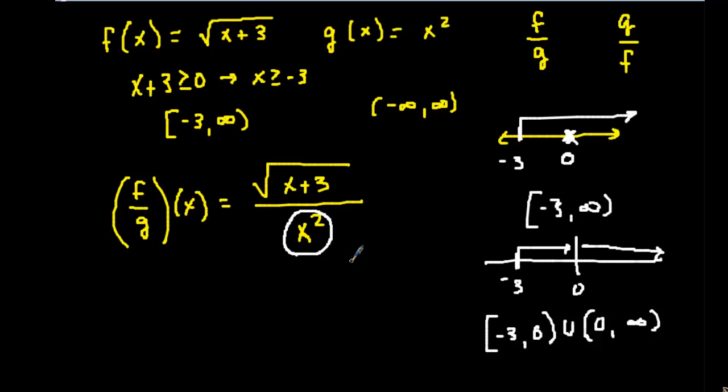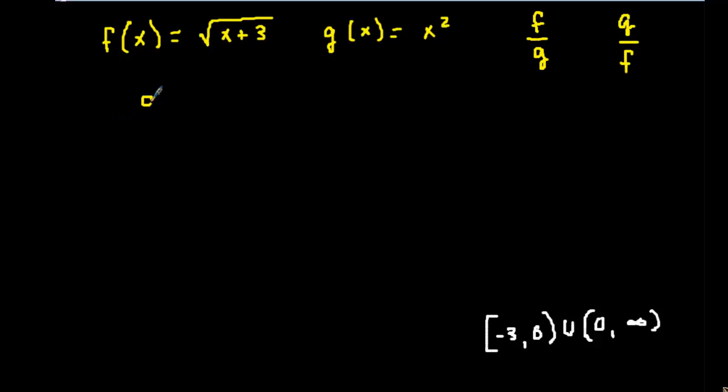So when you're dividing functions, you have to look at the intersection, but then you also have to look at the new function and see if it creates some restrictions of its own, because you now have a function in the denominator. Alright, so I'm going to leave that domain here, and then let's take a look at g divided by f and see if it's any different.